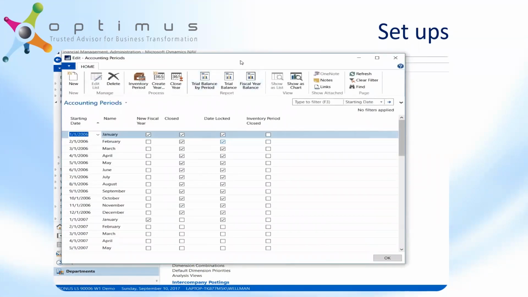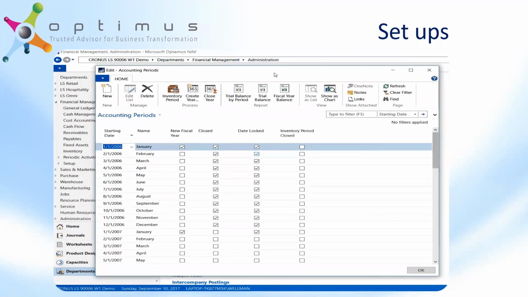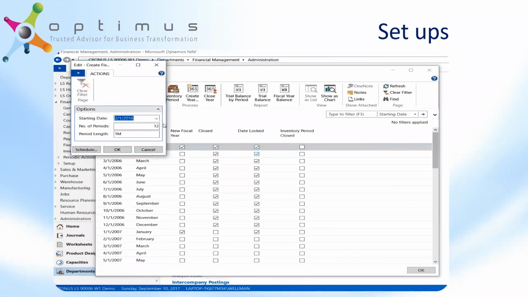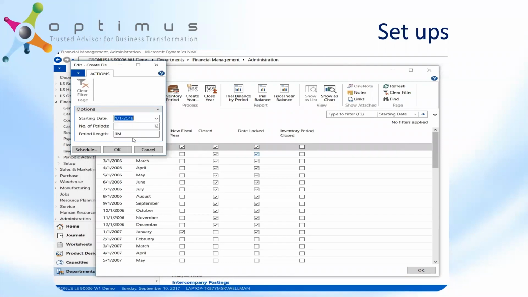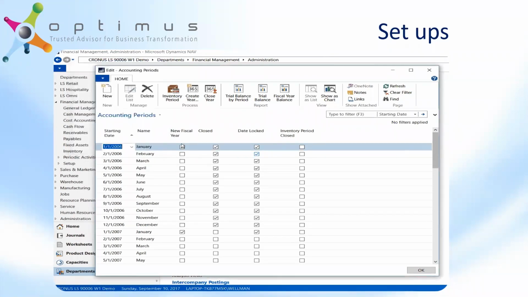your accounting periods open. I'm just showing how a year is created. You select your specific new date, which will be the 1st of January of year 2020. The starting date is set and the number of periods will be 12, and Business Central and NAV will create the new periods. That's the first thing we do.